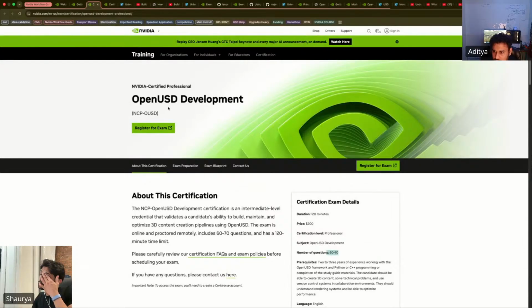So this is a certification we are trying to get. OpenUSD development. It's basically a certification you do to gain your skills in creating digital twins, so that these digital twins can be used by robots and physical AI interfaces to train in, and that can be used to train for a specific environment and perform real world tasks in.